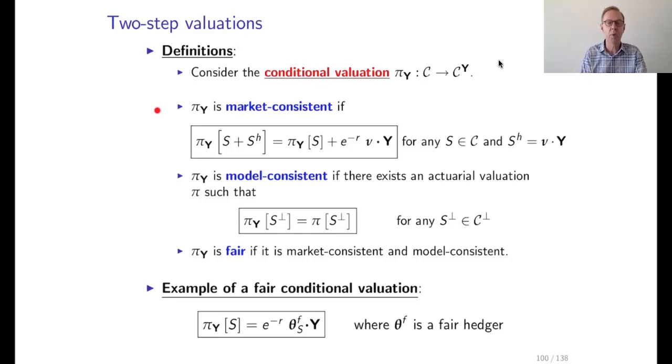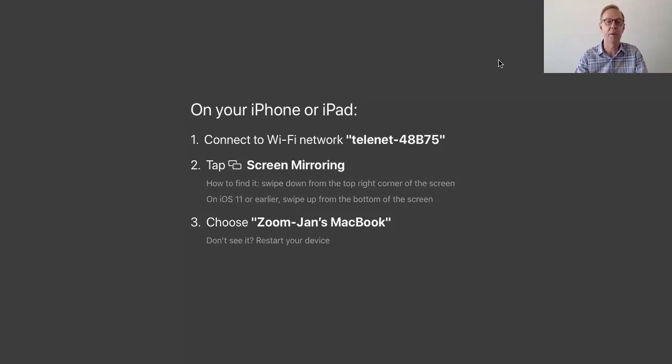However, suppose now that we consider fy a derivative. It doesn't have to be a hedgeable claim. Well, then there exist market consistent conditional valuations pi y, and there exist derivatives fy for which pi y of fy is not equal to the discounted expectation of fy. So for a hedgeable claim, the conditional value is the discounted value, but it's not necessarily true that for a general derivative, pi y of fy is the discounted value of fy.